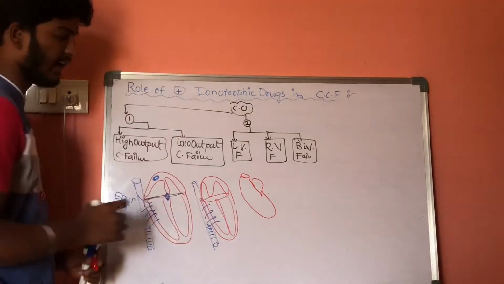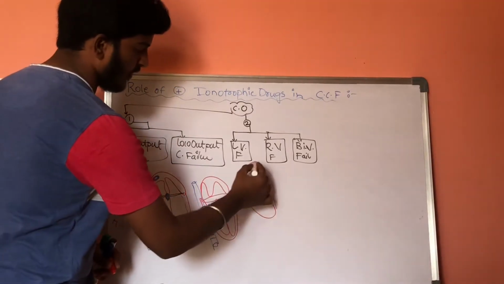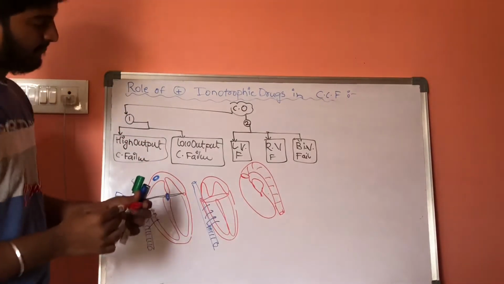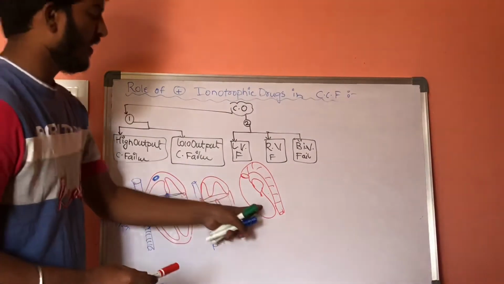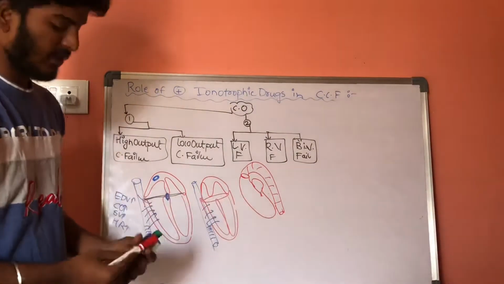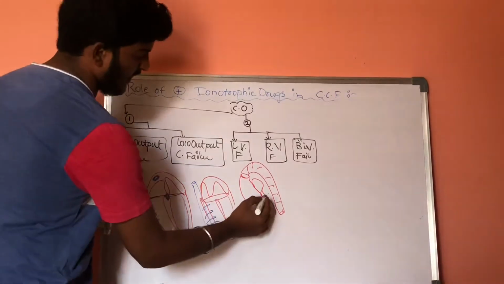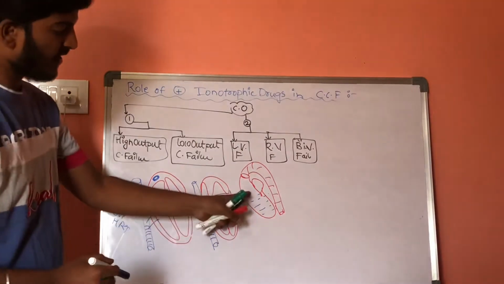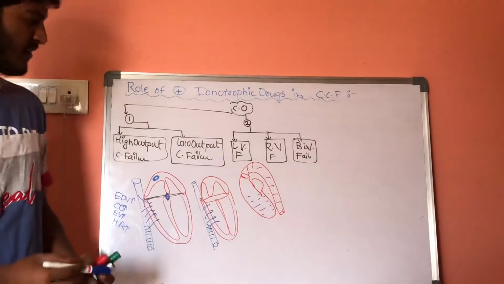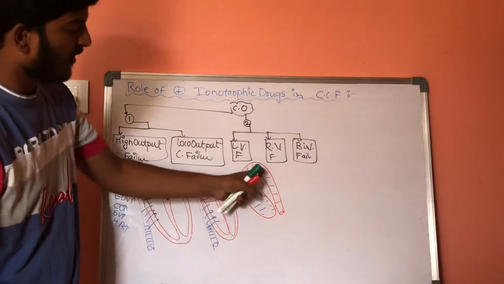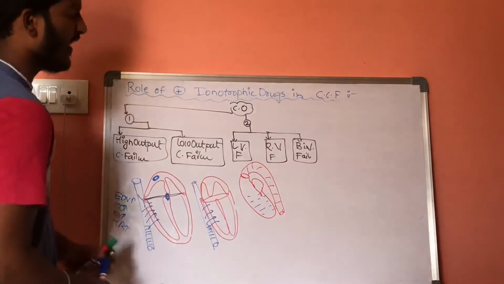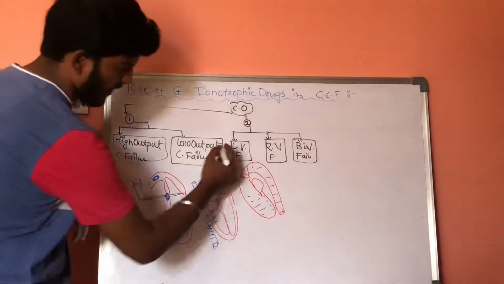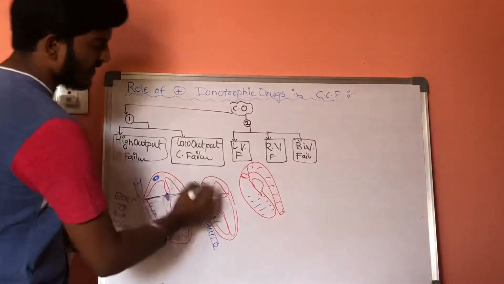Let us consider this is the left ventricle, and this is the aorta. Now, if there is any congestion in this left ventricle, then the contractility will get decreased. Whenever the contractility decreases, the flow from this ventricle towards the aorta will get decreased. As a result, it results in a condition called pulmonary edema. In case of left ventricle failure, it results in pulmonary edema.